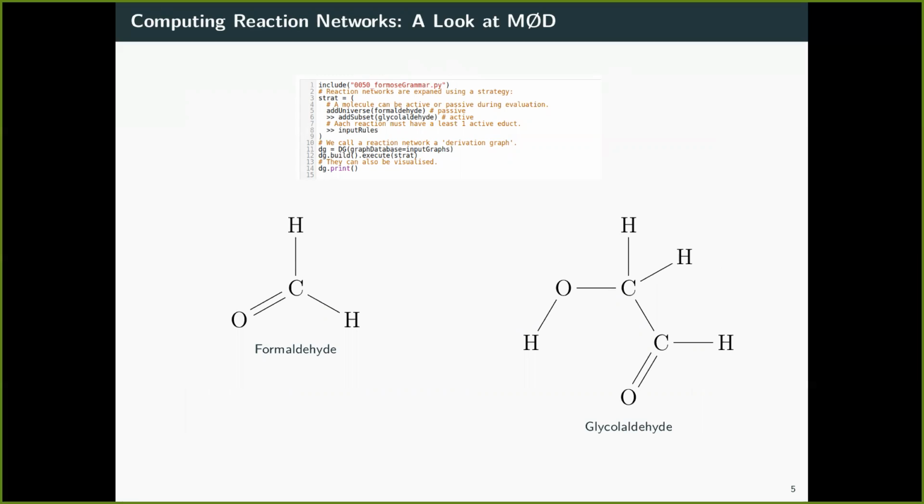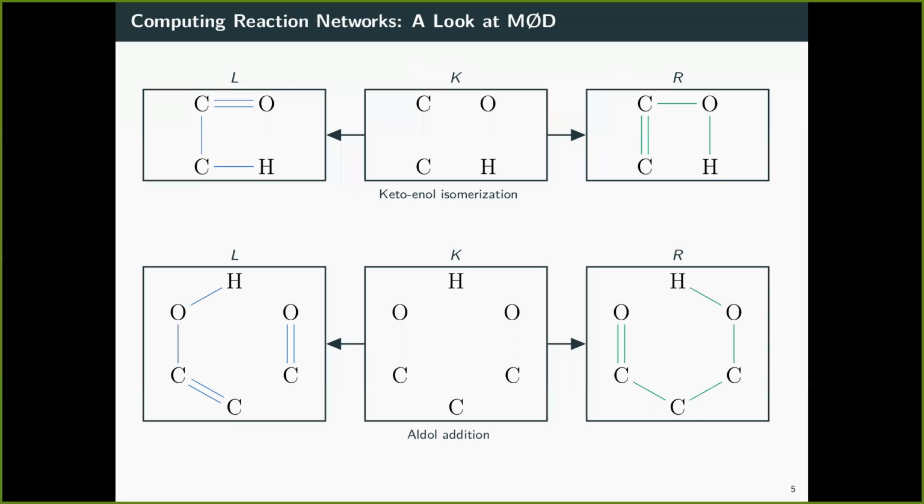For this, we built upon a graph transformation software called MØD to construct reaction networks. And to first understand what we do, I want to quickly introduce some core concepts in the framework. First, any molecule is modeled as a connected undirected labeled graph, and here the labels of the vertices are the atomic symbols, and the labels of the edges are simply the bond types. For example, here we have depicted graphs representing formaldehyde and glycolaldehyde respectively.